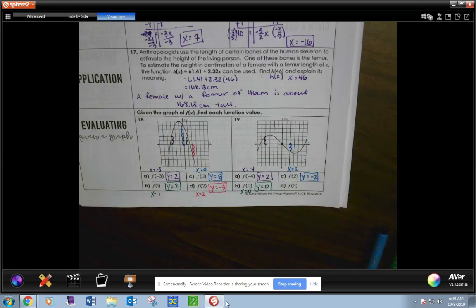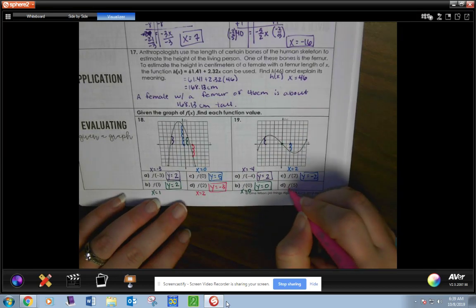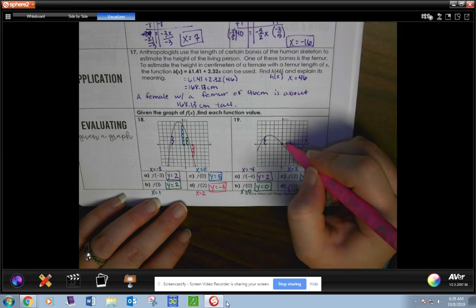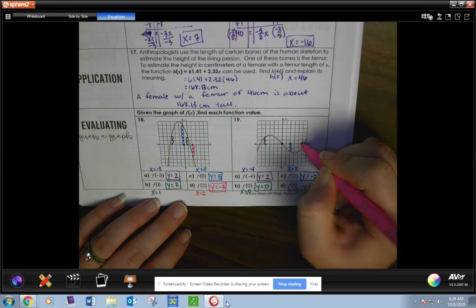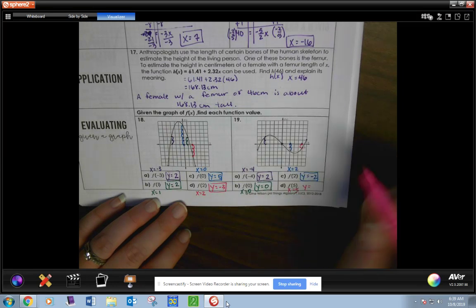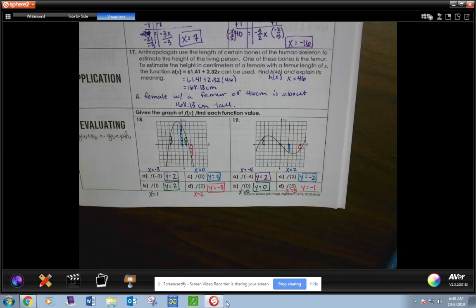And for the last one, they tell me f of 5. So they're saying x is 5. When x is 5, what's y? So this is 5. I'm not on that curved line, so I must go down 1 to get to it. So this is negative 1.